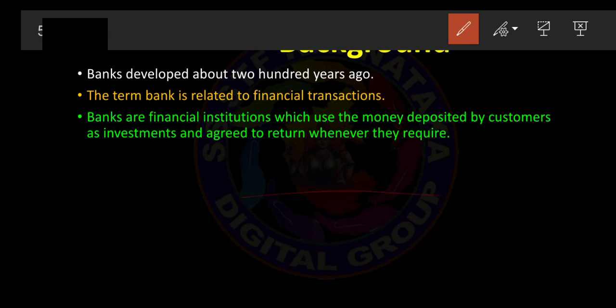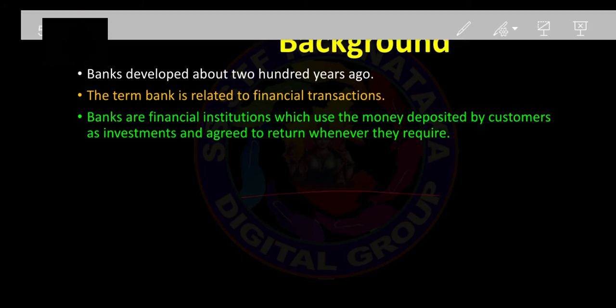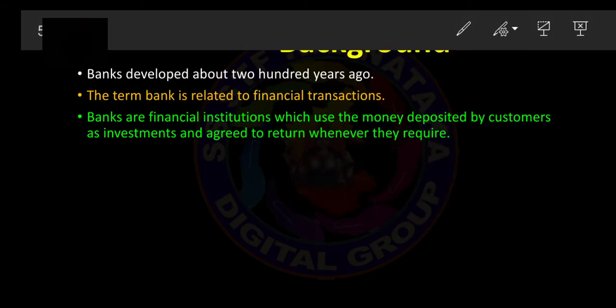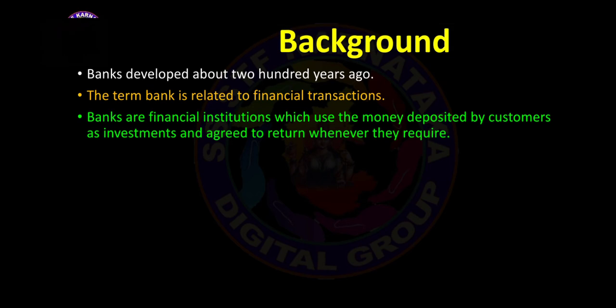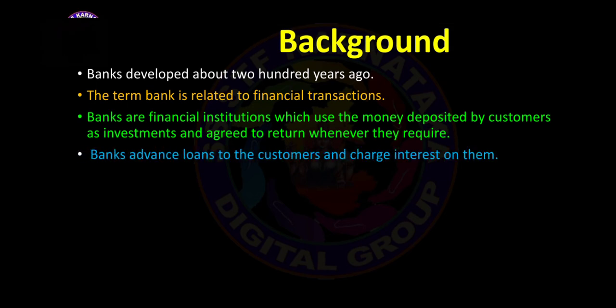Next, banks advance loans to customers and charge interest to them. I think everyone knows that if you go and take money from the bank, they are going to put some interest on that money. At the end of the month you have to pay that. If you are not paying, that interest will increase.